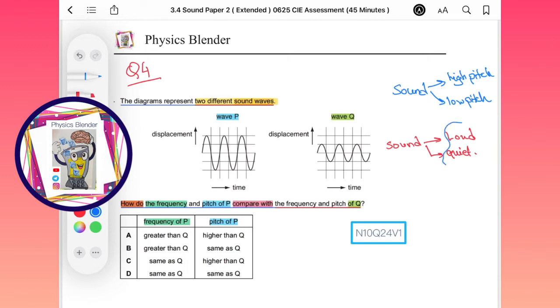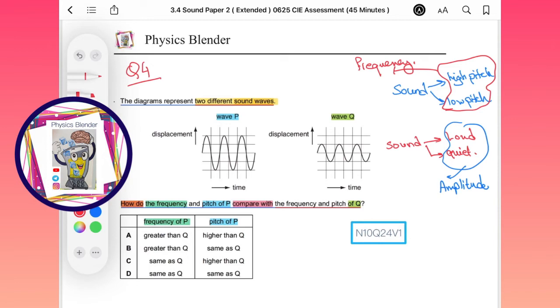Loudness and quietness is related to amplitude. Okay, but high pitch and low pitch is related to the frequency of the source. Frequency of the source. Is it clear? So frequency of P and frequency of Q.